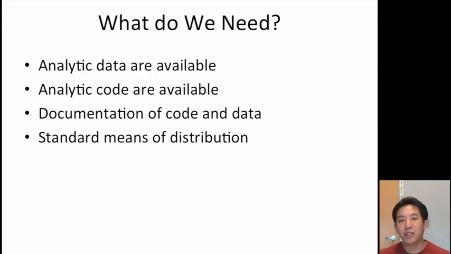The analytic code is also important. This may be the code that was applied to the analytic data and produced key results. So this may be regression modeling code, or it may be other types of things. Documentation of that code and the data is very important, of course. And finally, some standard means of distribution, so it has to be easily accessible, all this data and this code.